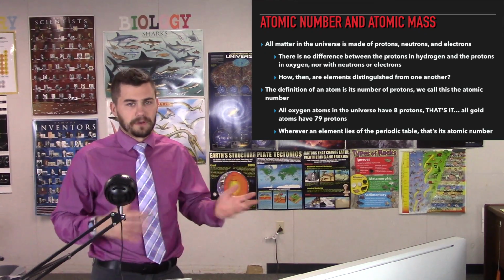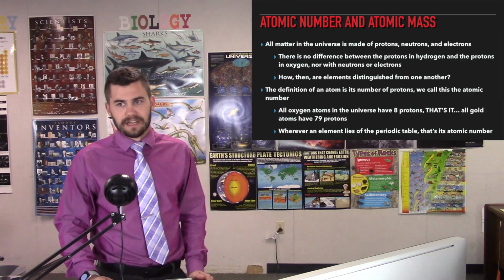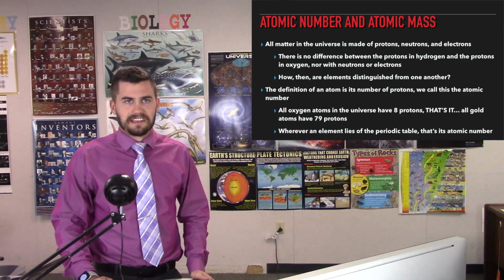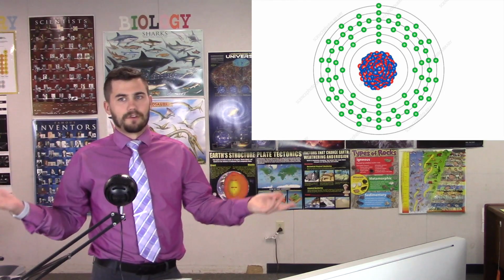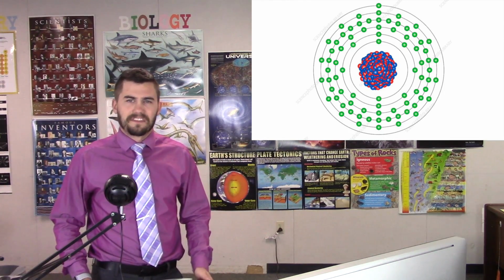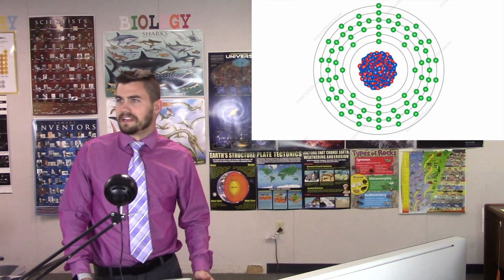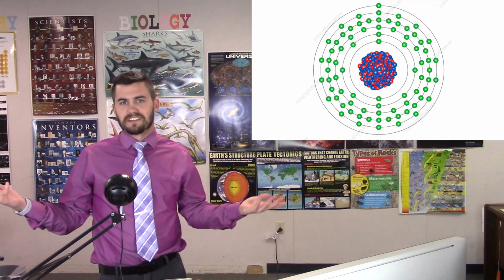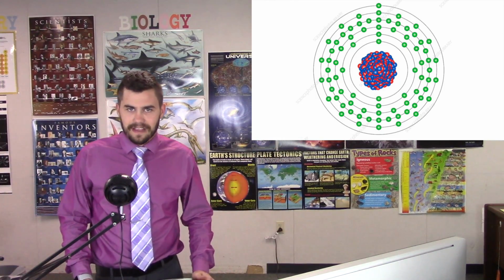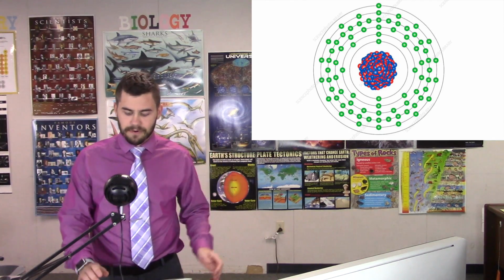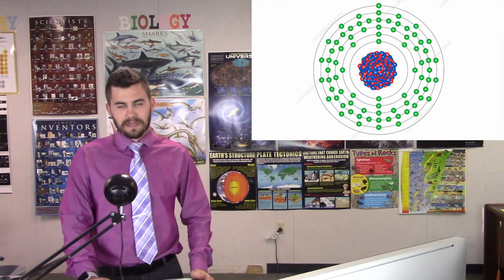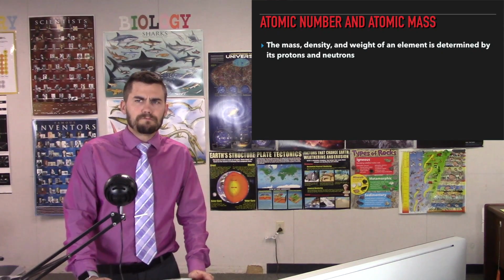I already said this, but wherever an element lies on the periodic table, that's how you find out its atomic number. So I don't know which element this is supposed to be. I think I used this picture for francium in the last one, so maybe that's what it is. But it's just made of protons, neutrons, and electrons. And count the number of protons, that is what element you're dealing with.